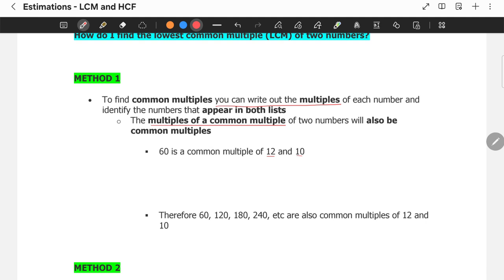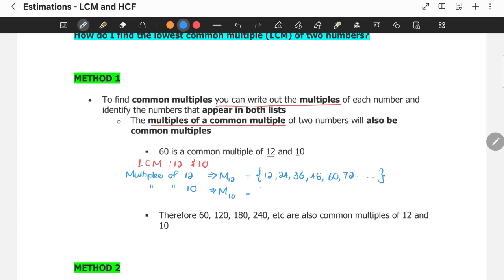So let's say we have been asked to find the lowest common multiple between 12 and 10, right? First, we say multiples of 12, then multiples of 10. So which are the multiples of 12? 12 times 1, that's 12. 12 times 2, that's 24. 12 times 3, that is 36. 12 times 4, that's 48. 12 times 5, that is 60. 12 times 6, that's 72, and on and on, right?